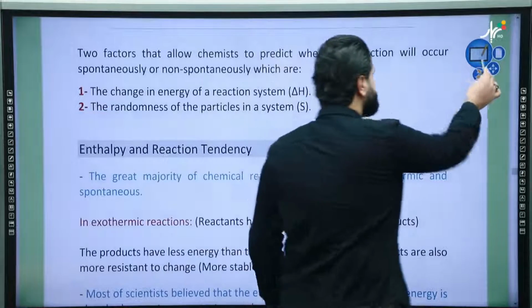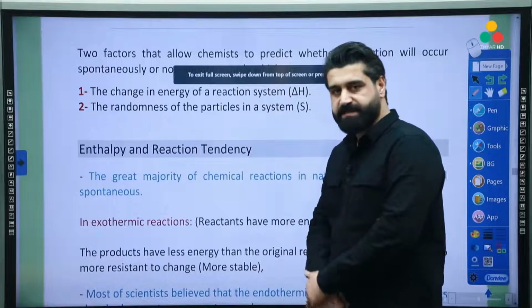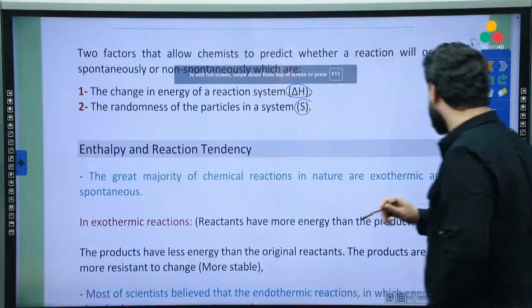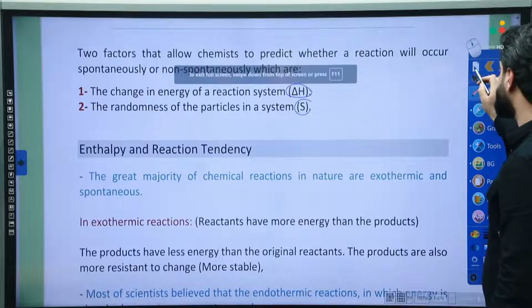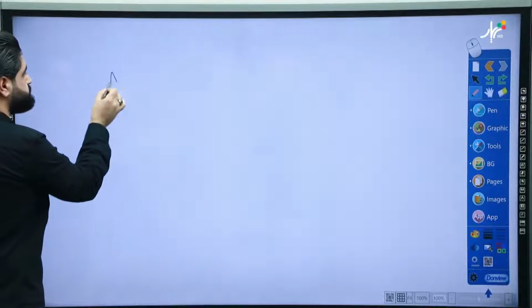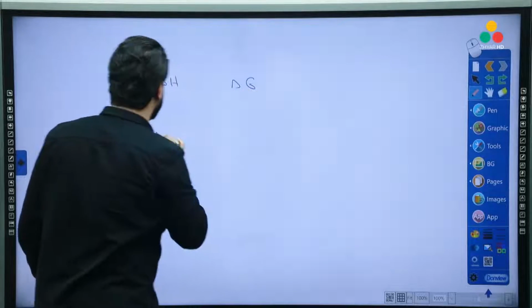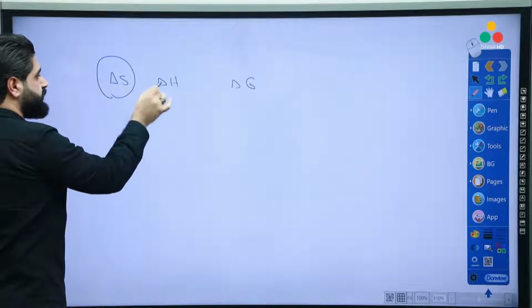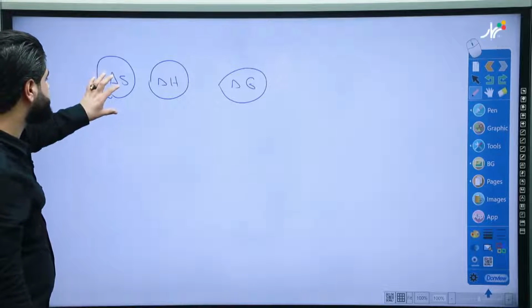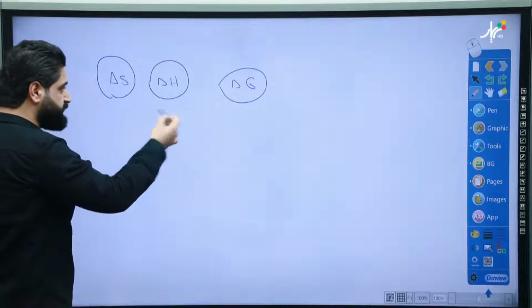We have two factors that help us to predict whether the reaction will occur spontaneously or non-spontaneously, which are delta H and delta S. Actually, we have three driving forces of the reaction, which are delta S, delta H, and delta G. According to delta H and delta S, we have to know which direction will be favored.